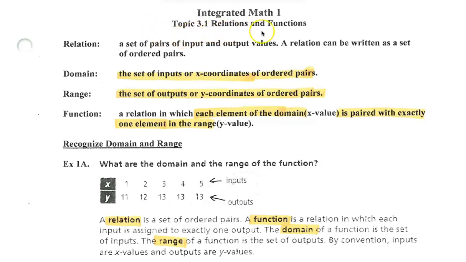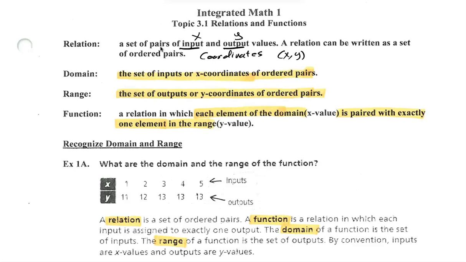In this lesson, we're going to talk about relations and functions. A relation is a set of input and output values. A relation can be written as a set of ordered pairs. So these are most known as coordinates. Our input is our x, our outputs are y, and we have a little coordinate point of x, y.